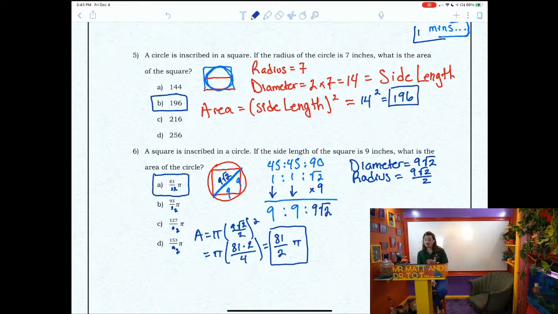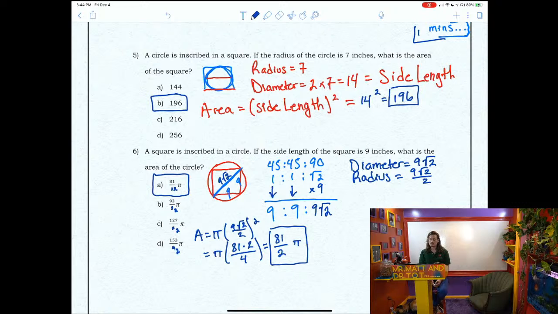So that's the diameter. We need the radius, so the radius is half of the diameter, so that's going to be 9 root 2 over 2, which is kind of an odd number to work with. However, inserting that fraction into the formula for the area of a circle, we get pi times 9 root 2 over 2, quantity squared.